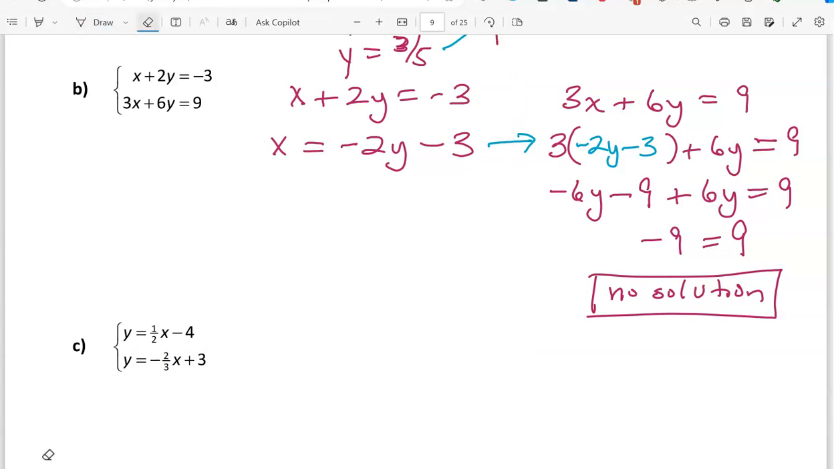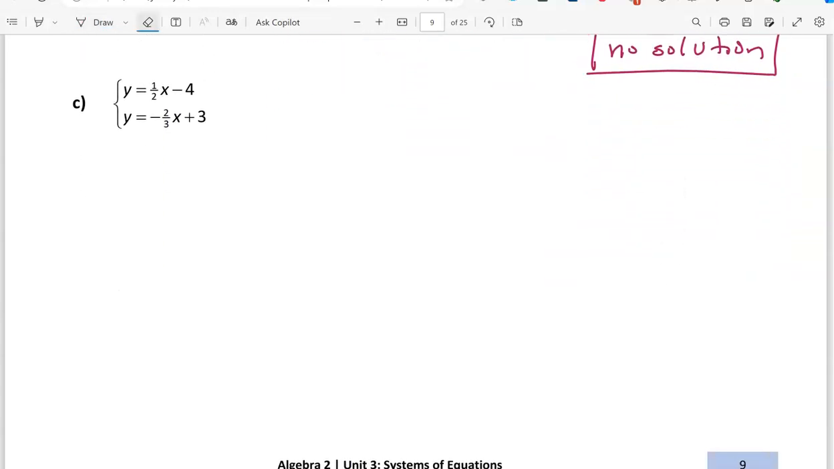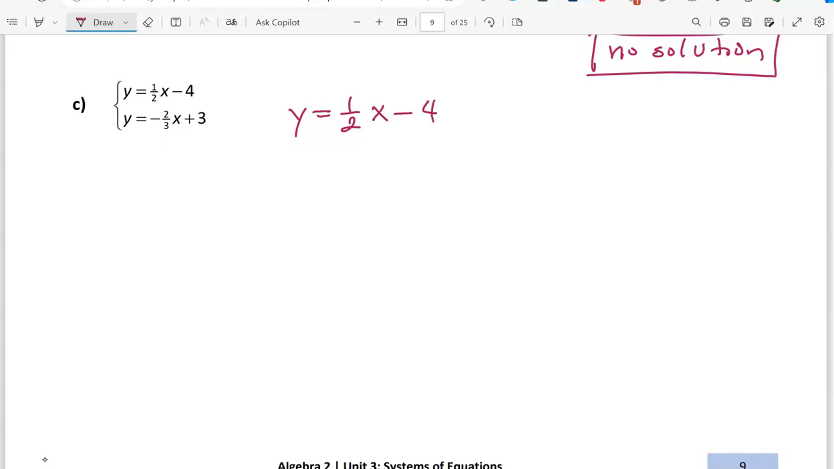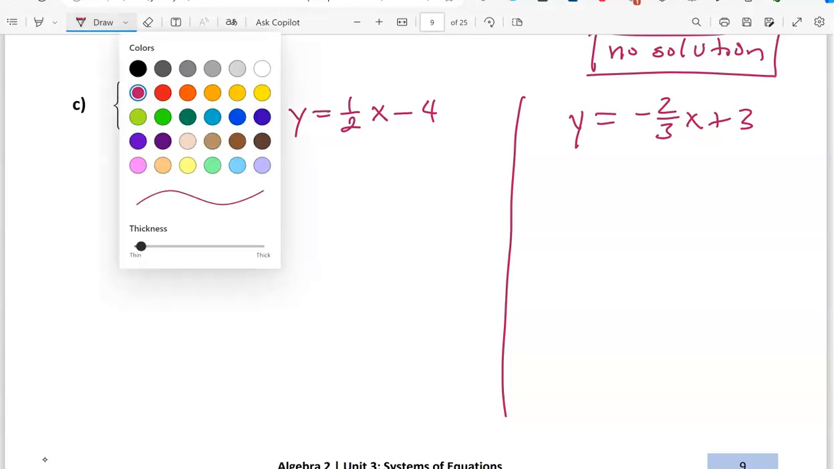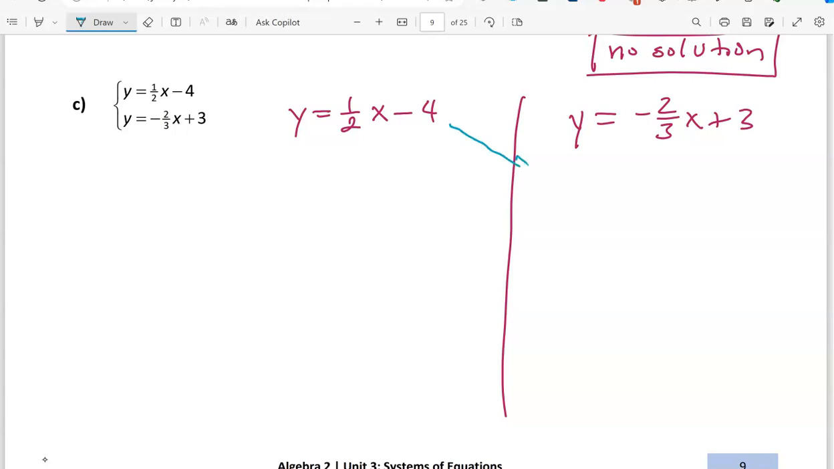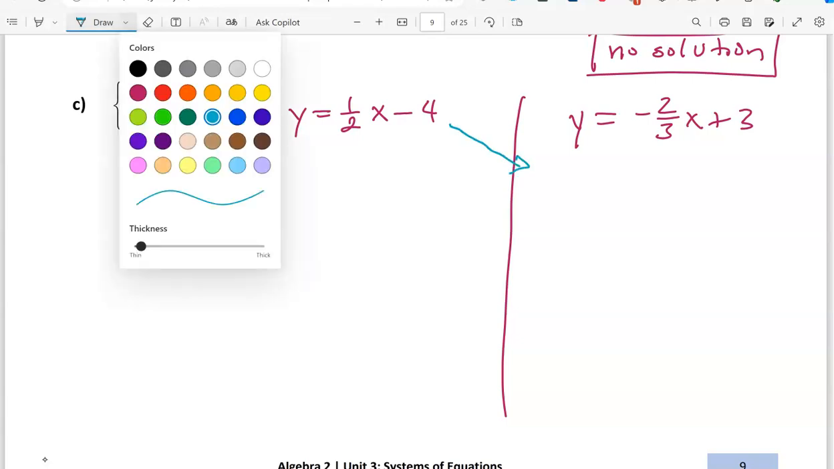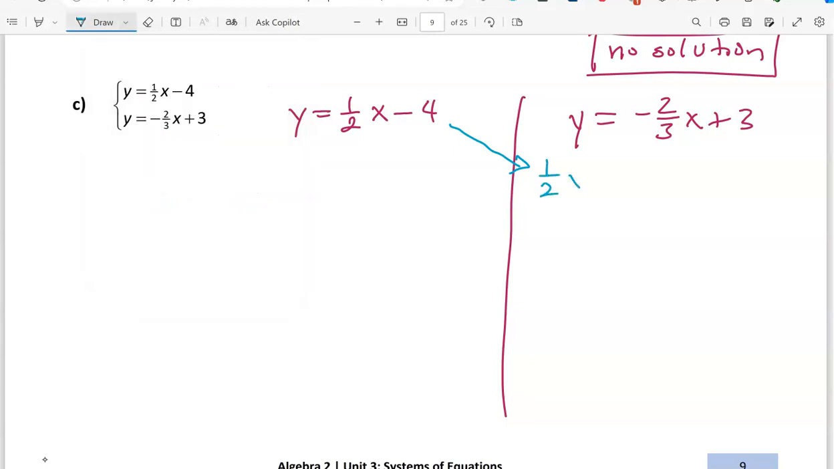All right, now let's take a look at one last example. This one looks a little bit different. So I'm going to use my 2-column approach. y is equal to 1/2 times x minus 4, and in my second column, y is equal to negative 2/3 times x plus 3. If we're thinking about how to solve this using substitution, both equations are already solved for y, so I'm simply going to take one equation and replace the y in the second equation with what y equals in the first equation.